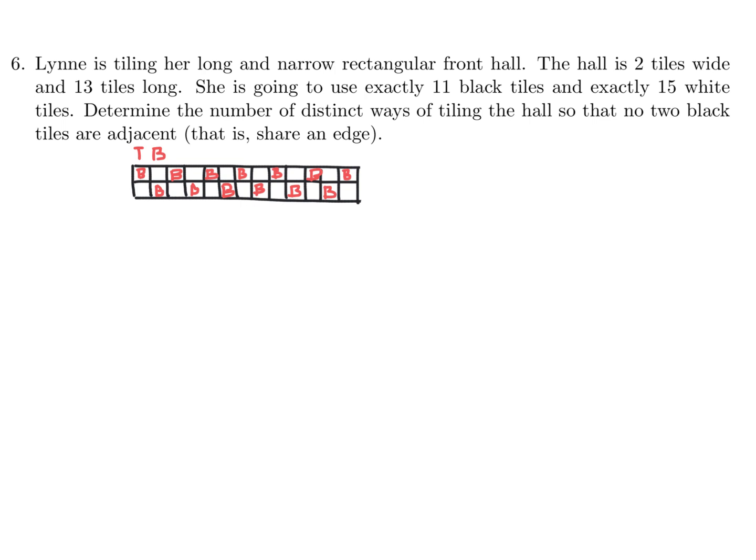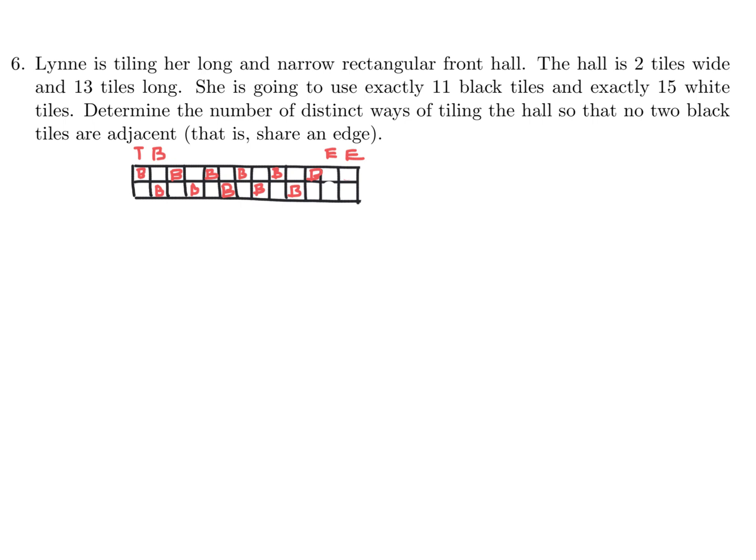Now, there's only 11 black tiles, so some of these are going to be empty. I put in 1, 2, 3, 4, 5, 6, 7, 8, 9, 10, 11, 12, 13. So some of these are going to be empty. So let me delete some of them. And therefore, if a column does not have any black tiles, I'll call it E. E for empty. So there you go. That's just one of many ways of creating this scenario.